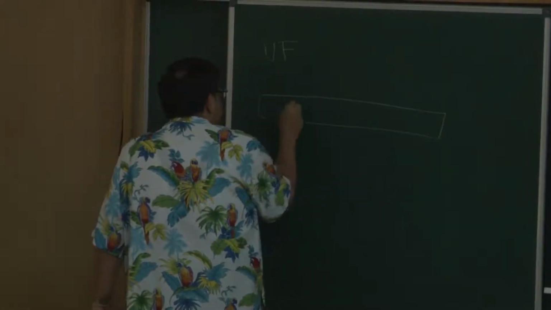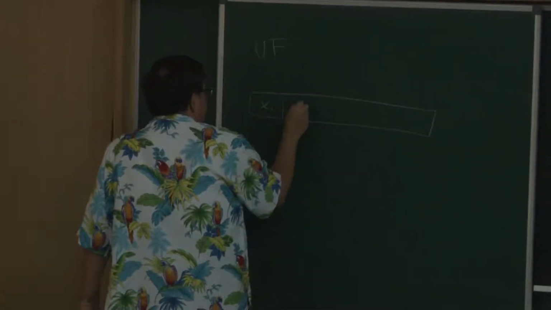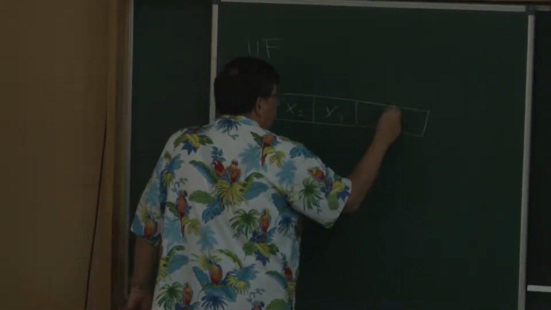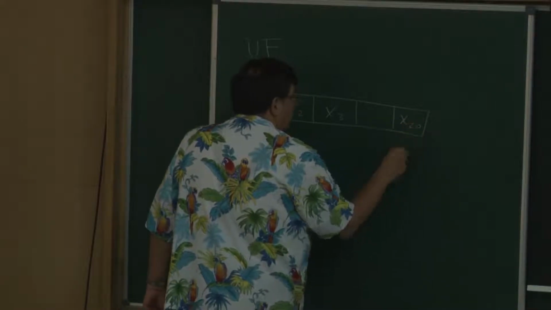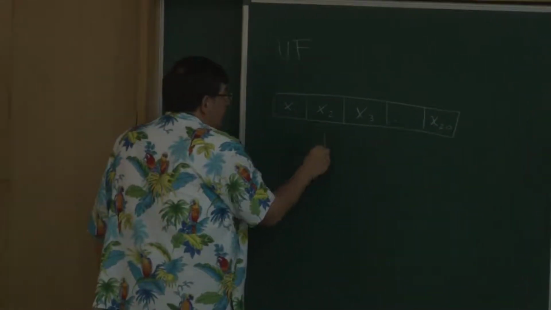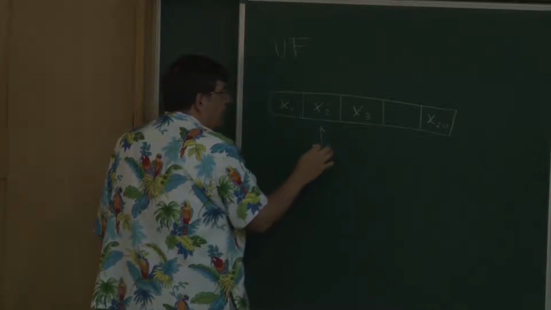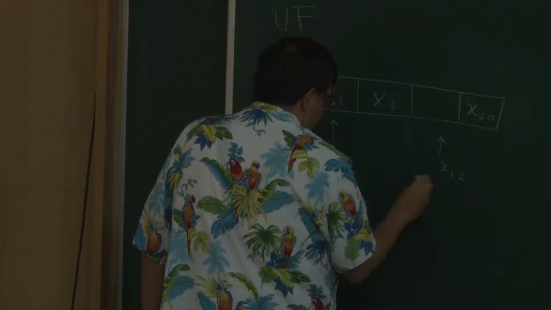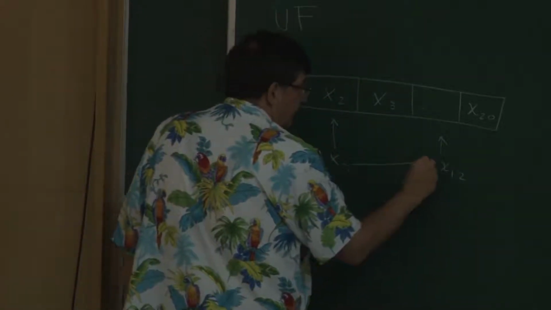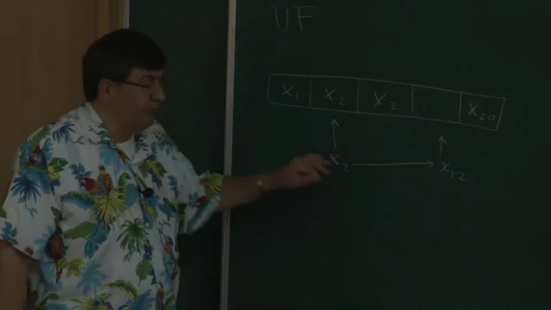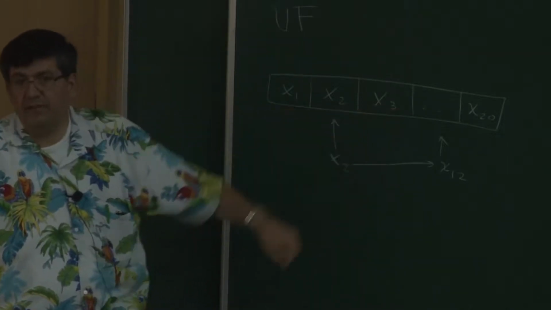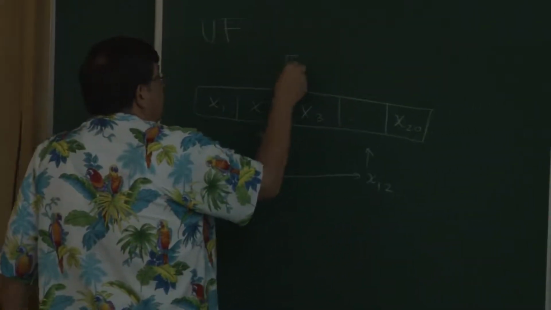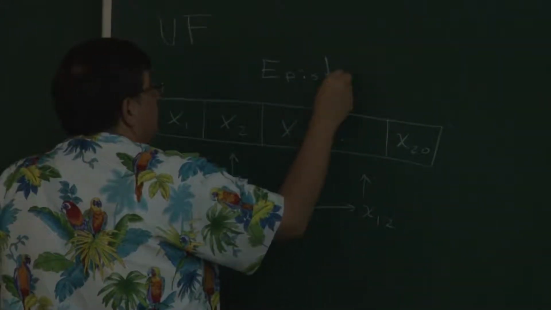So for example, I have here a problem with 20 decision variables, and it may happen that modifying x2 affects also x12. Now, x2 somehow is related to x12. So if I modify something here, this has an effect also in x12. This problem in evolutionary computation is known as epistasis.